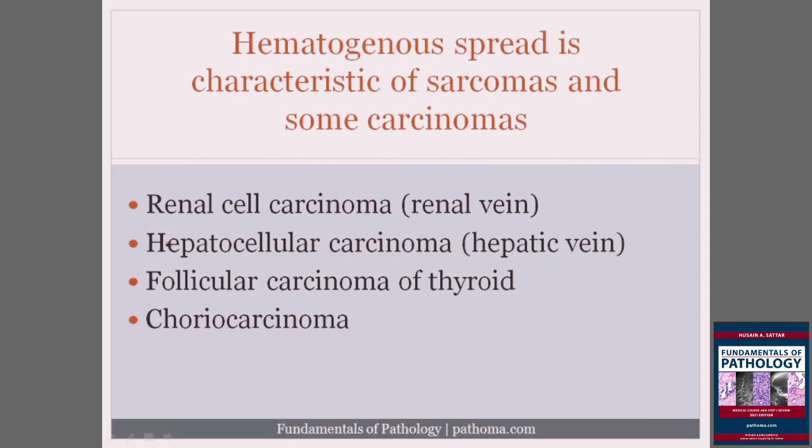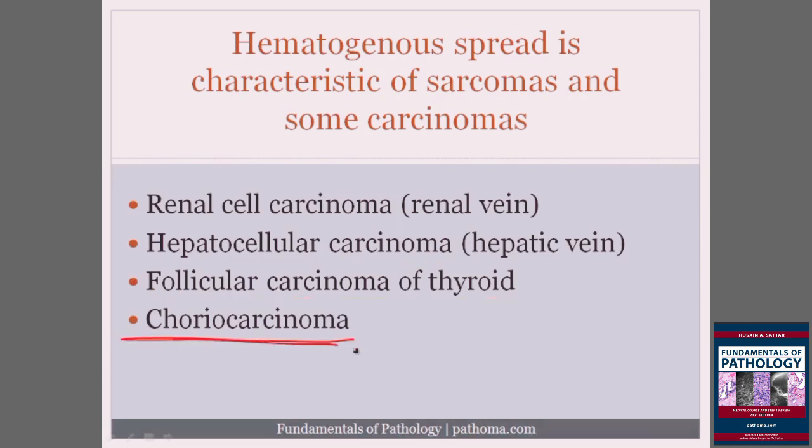Another carcinoma that likes to spread hematogenously is hepatocellular carcinoma. This likes to invade the hepatic vein and then can spread to distant sites. A third carcinoma that likes to spread hematogenously is follicular carcinoma of the thyroid. And the fourth is choriocarcinoma.